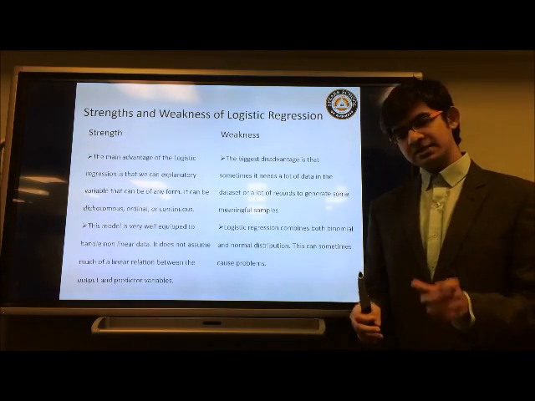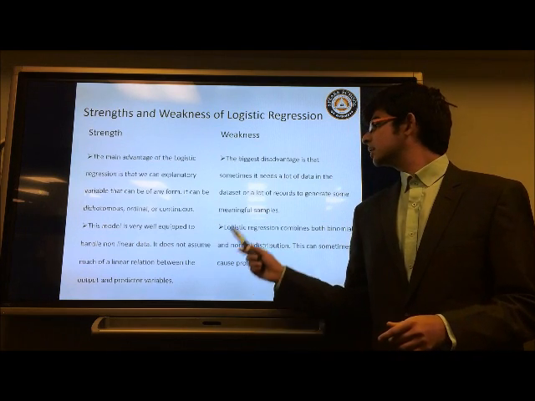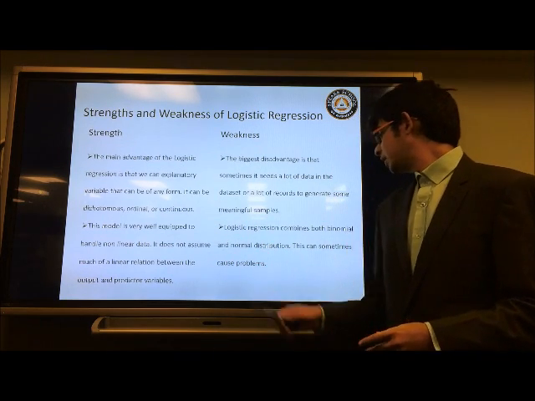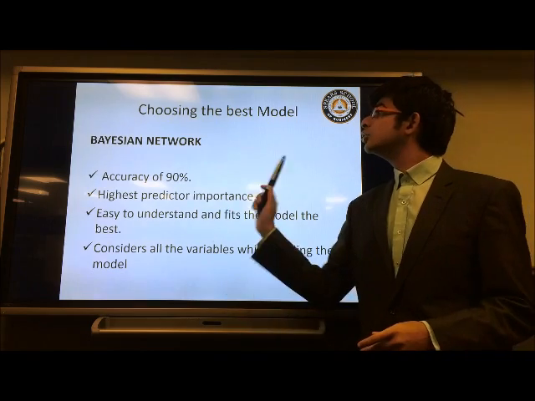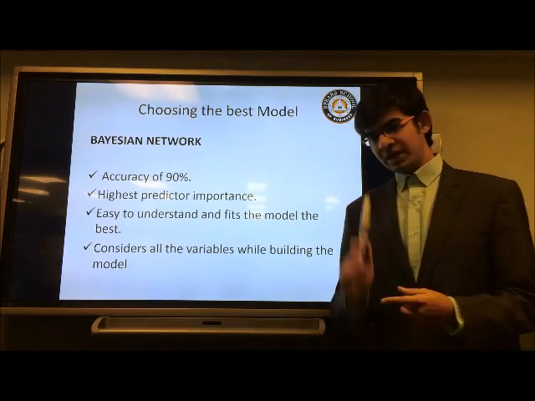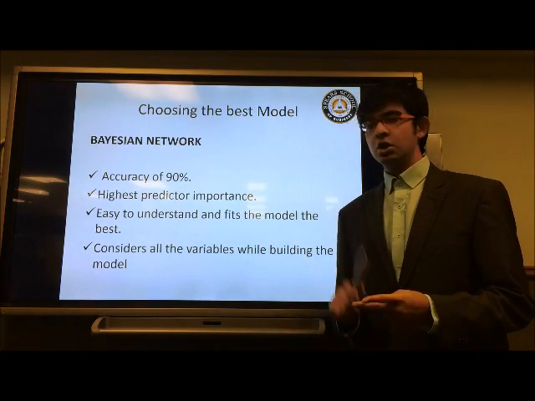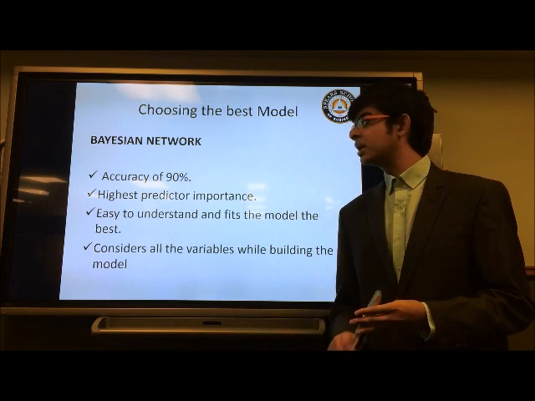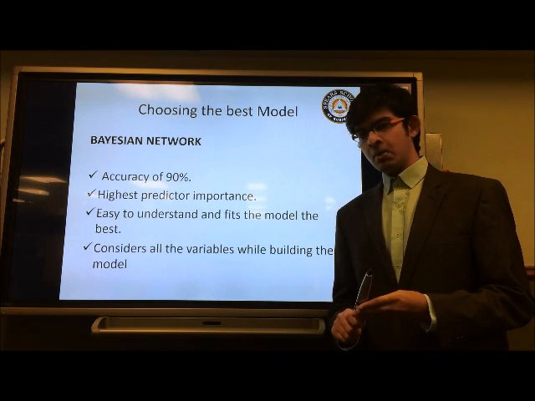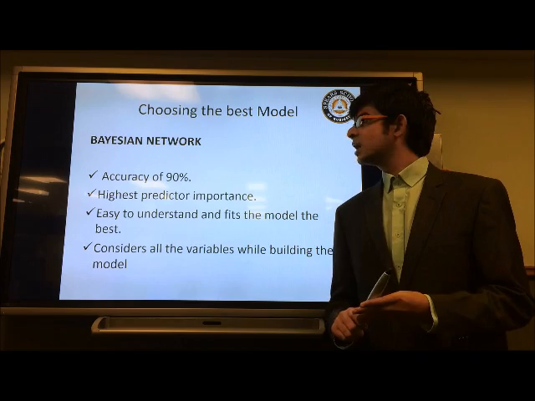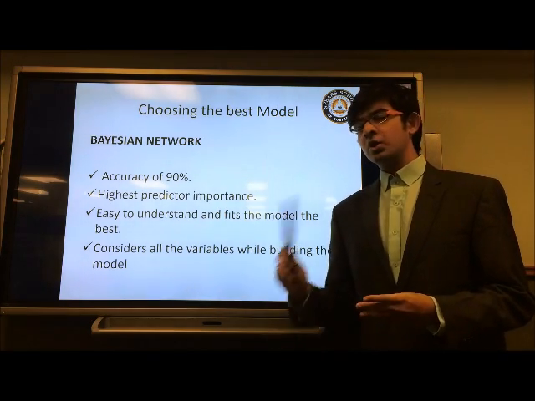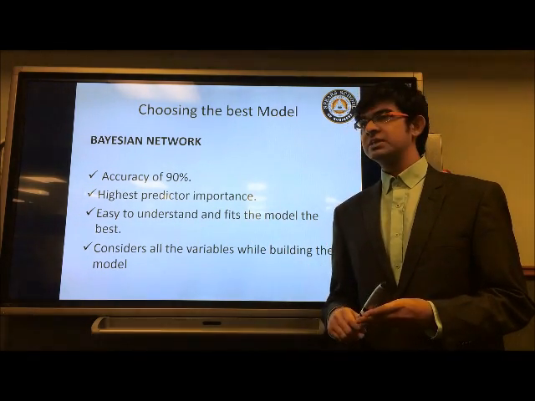That is, if the data set is very small, then the accuracy might not always be good. Now, choosing the best model. As you can see, we considered three models: the Bayesian network, the logistic regression, and the classification tree. We needed to choose one model which fits our data the best. We came up with the Bayesian network. Now let me explain why we think this model fits the data the best.